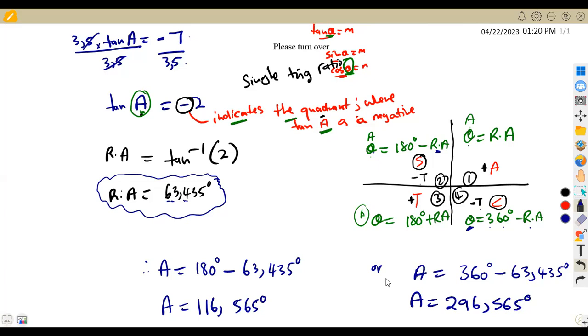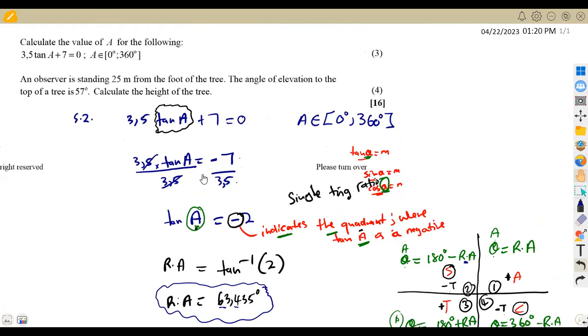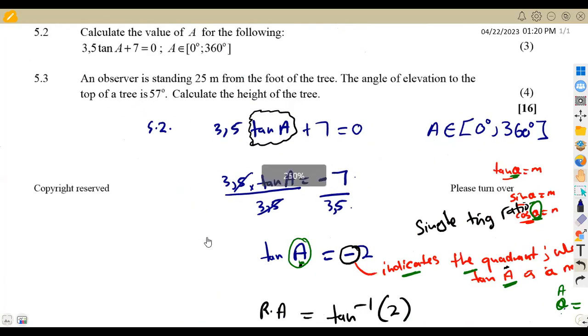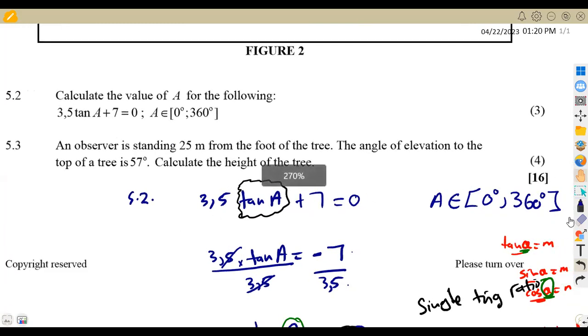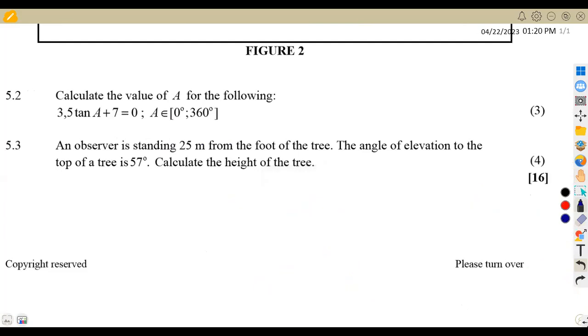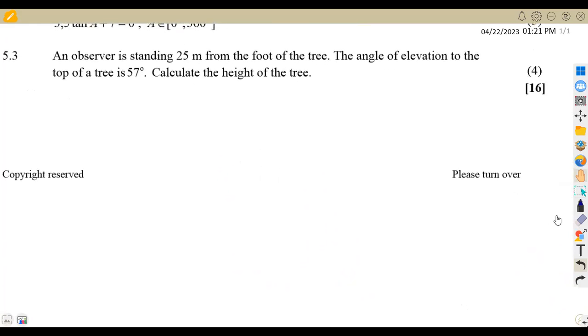That is how you can apply your quadrants to assist you to calculate the exact angle from the reference angle that you calculated before. All right, so that was question 5.2. We move on to question 5.3, which is the last part of this question, applying the angle of elevation. In this part, we are given that an observer is standing 25 meters from the foot of a tree.